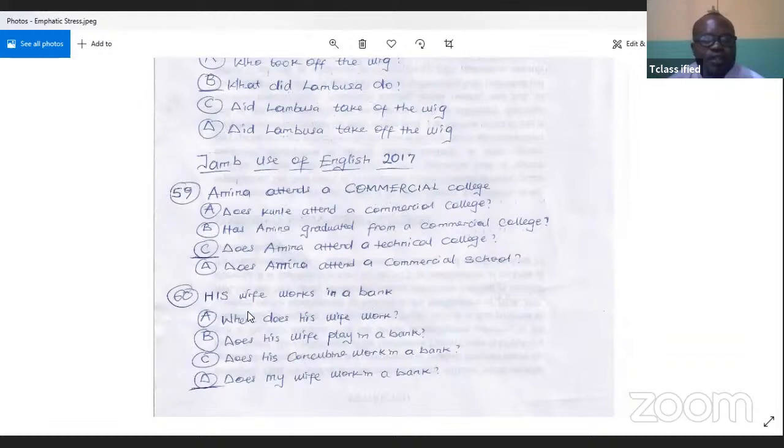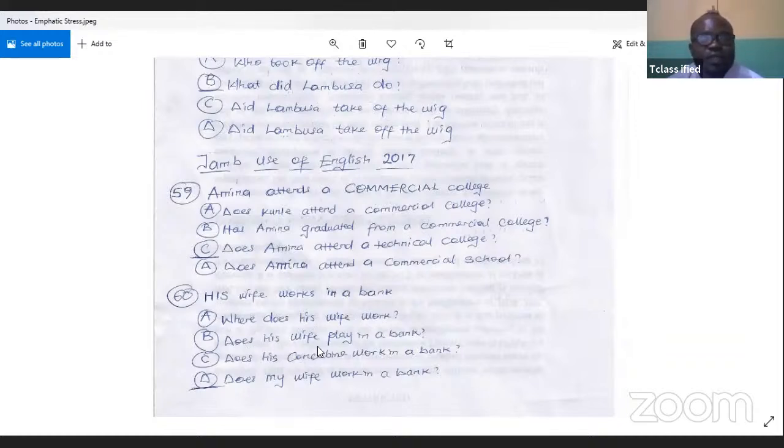Okay. The stressed word here is "his." Let's take it that the stressed word is "his." So we have: where does his wife work? You can see "his" is here, "his" is here. So this cannot be the answer.